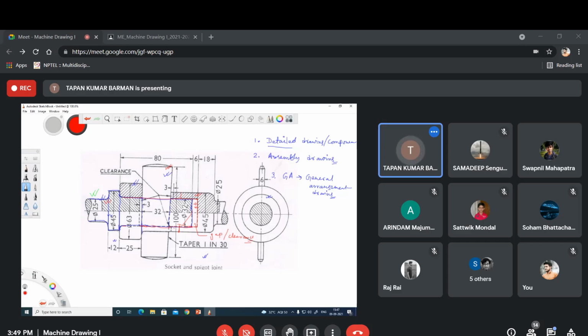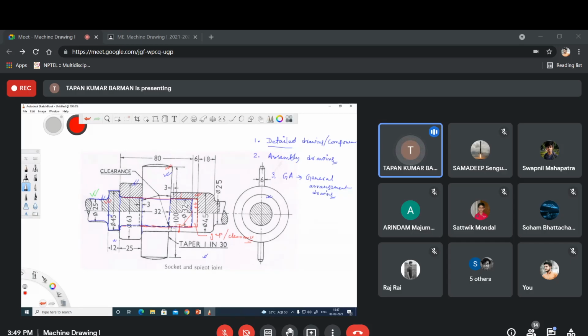Now the question is, sir, why should we make two views? Why is it not three views? Two views, three views, or multiple views are required based on the component itself.